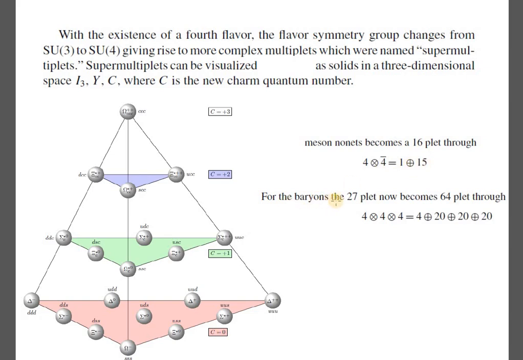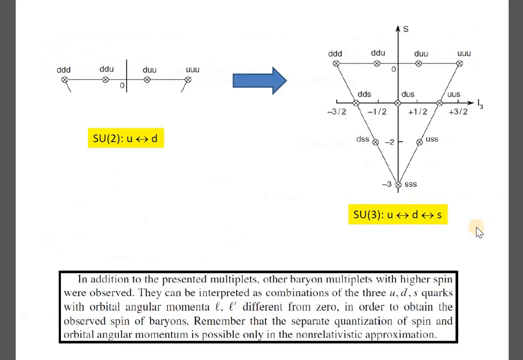Similarly, for the baryons, the 27 plet now becomes a 64 plet through this 4 cross 4 cross 4 equal to 4 sum 20 sum 20 sum 20. So let me just talk about it. You see, previously when we have SU2, we just have this in cases, right? Afterwards we introduced the S quark and we talked about the baryon decuplet.